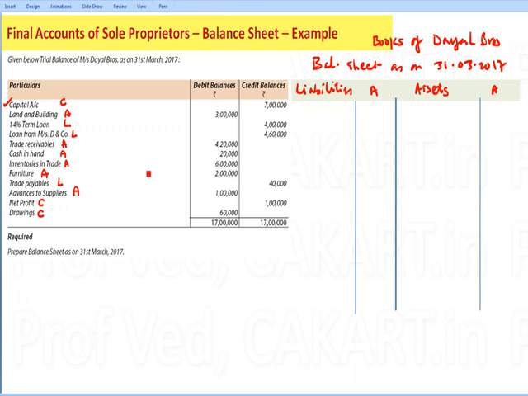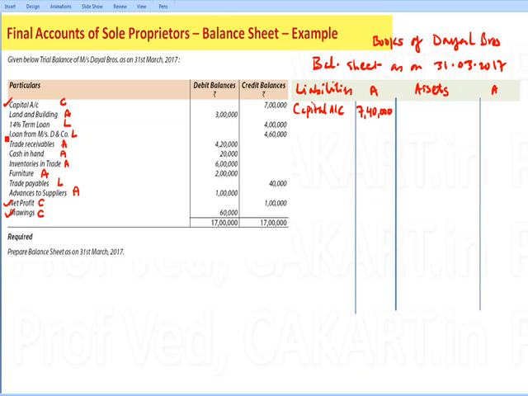The identification is important. Now capital, we know that net profit will be added to the capital account and drawings will be taken away, subtracted from the capital account. So 7 lakh rupees, net profit 1 lakh rupees, 8 lakh rupees, drawings 60,000. So 8 lakh rupees minus 60,000, that is 7 lakh 40,000 rupees. So we are going to be writing in capital 7 lakh 40,000 rupees. So capital account is done.